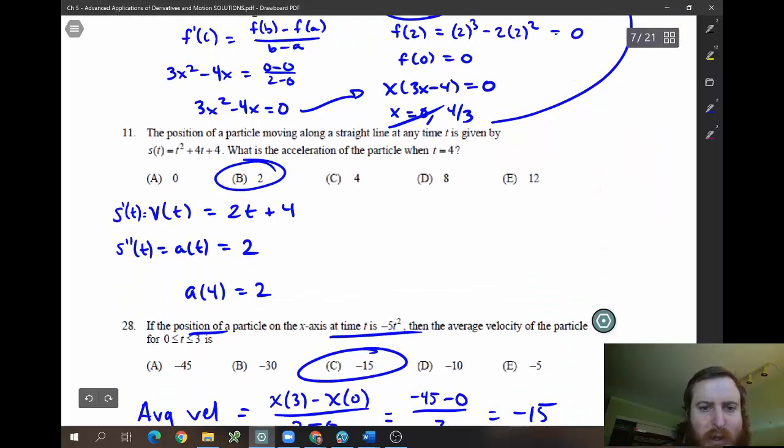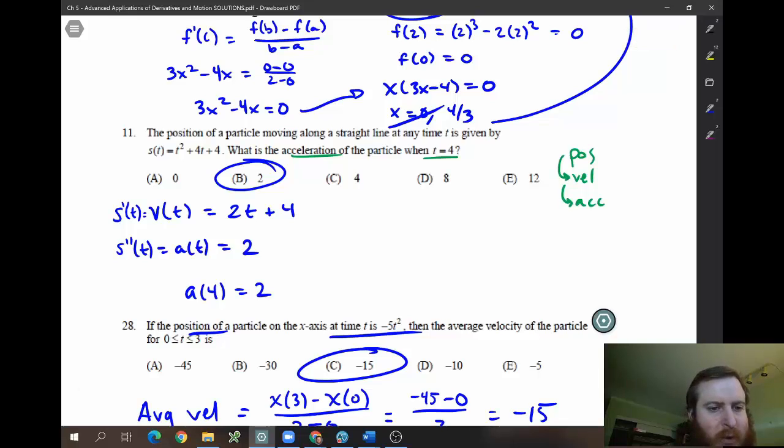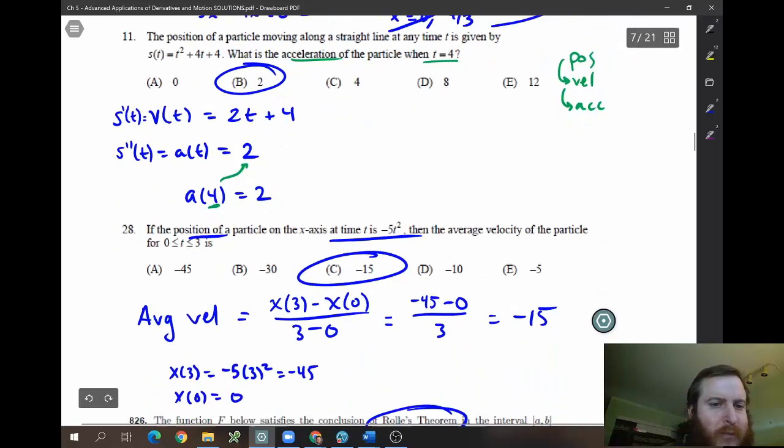All right, next up we have a position of a particle, and we're asked what is the acceleration at time 4. So we need to just remember that ladder: position, velocity, acceleration. To get from position to acceleration, we need to take the derivative twice. So the first derivative will be velocity. The derivative of t squared plus 4t is 2t plus 4. Then our second derivative, s double prime, is a of t, acceleration. The derivative of 2t plus 4 is 2. Then we do need to plug in 4 into that, but since there's no t value, the acceleration is always just 2, actually.